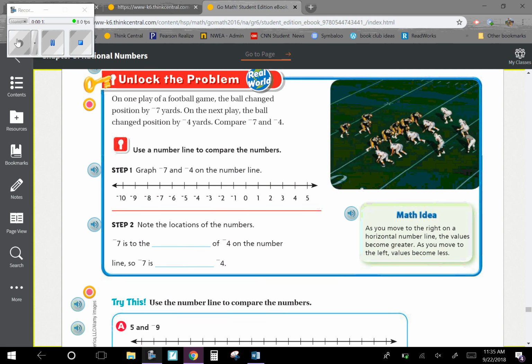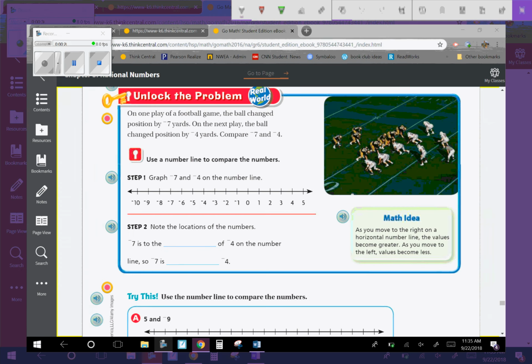Let's unlock the problem. On one play of a football game, the ball changed position by negative 7 yards. On the next play, the ball changed position by negative 4 yards. Compare negative 7 and negative 4. Okay, so to do this, we're going to use a number line to compare the numbers.